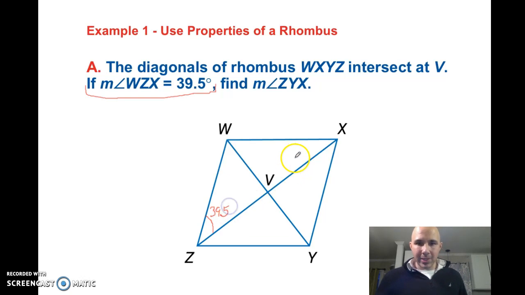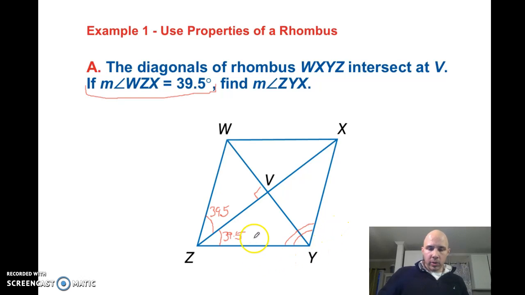I know that when diagonals bisect at a particular vertex, this is also going to be 39.5. I also know that the diagonals bisect and form 90-degree angles. So what they're asking for is to find the measure of ZYX. So we want to figure out what this angle is.